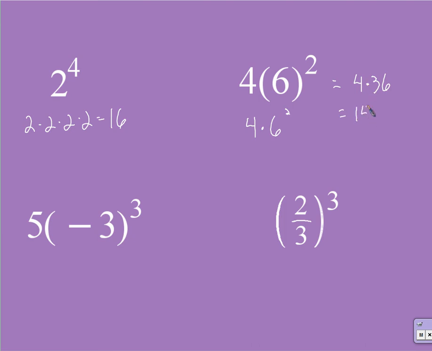144. Okay, great. Same story here, except what are we multiplying by itself? 3 times? Negative 3. So 5 times negative 3 times negative 3 times negative 3. That's going to be 5 times negative 27, negative 135, I think, if I remember right.